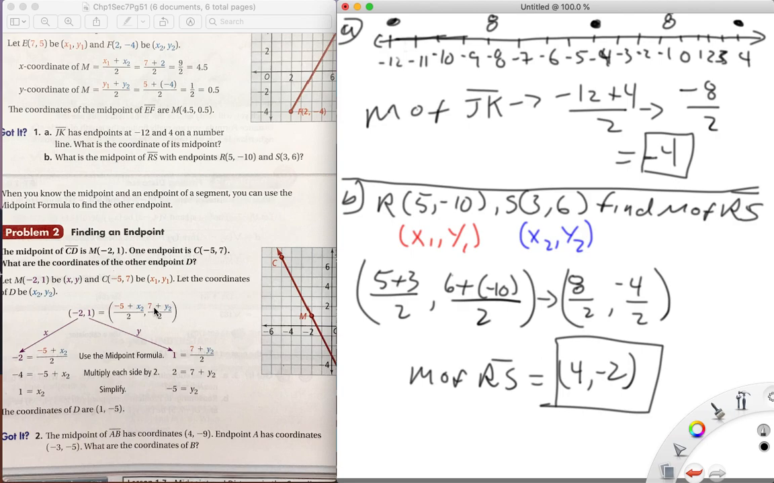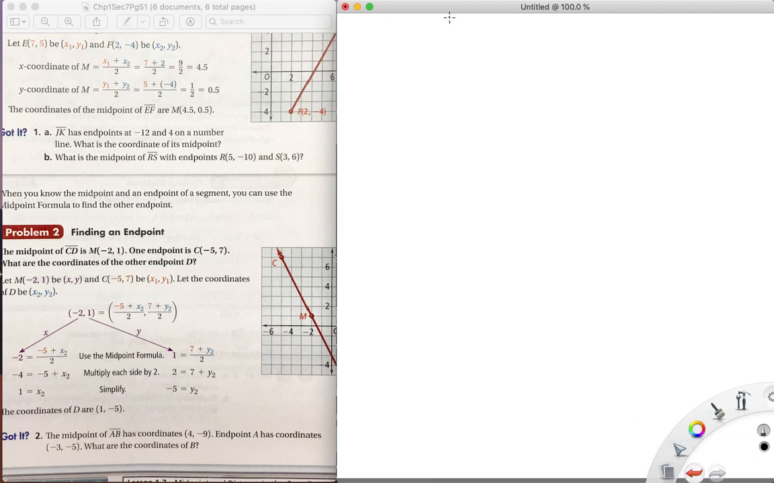So when we talk about the midpoint of a segment, we have a number line. There's a segment. These guys are the endpoints.